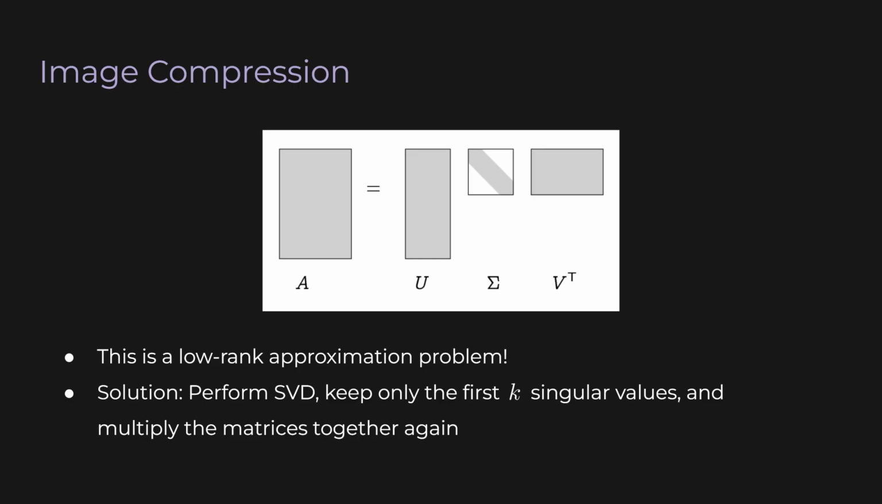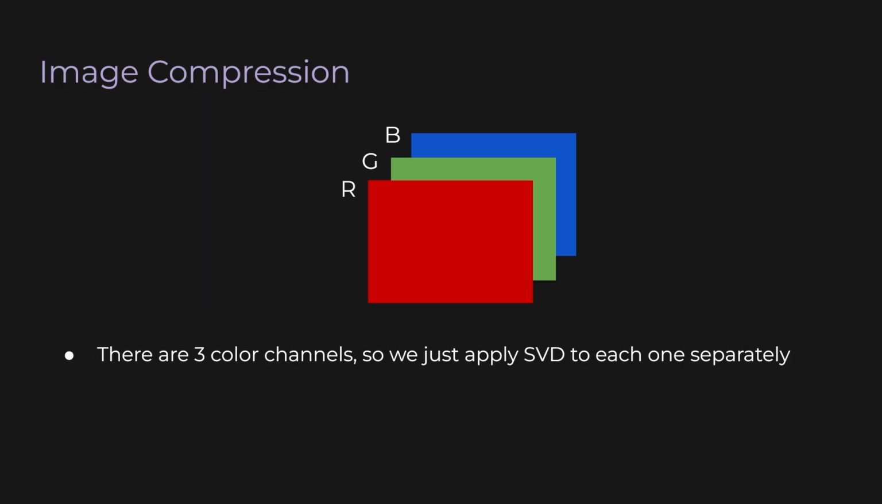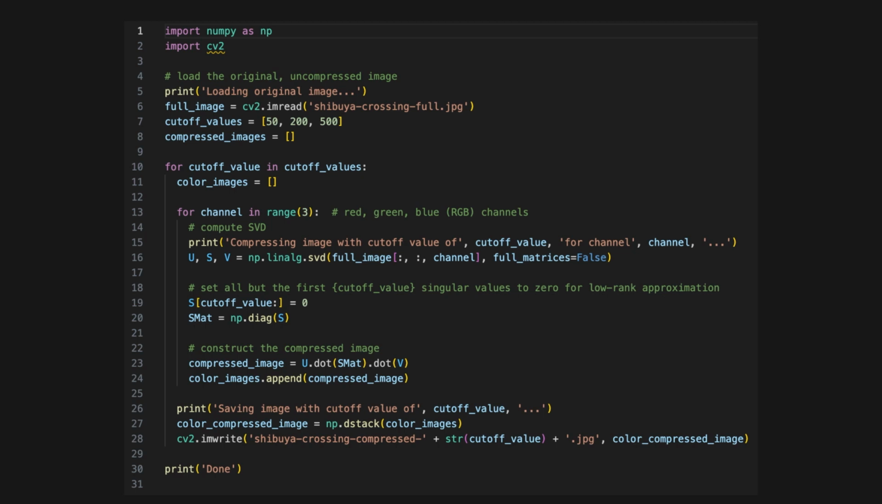Low-rank approximation makes our compressed image as close as possible to the uncompressed image while reducing the amount of different numbers we need to store. This is perfect for us. There's just one detail we need to take care of. A color image is really a collection of three matrices, one for each color channel: red, green, and blue. We simply need to apply a low-rank approximation to each color channel separately, so we'll apply SVD a total of 3 times. Here's all the code you need to implement this algorithm.